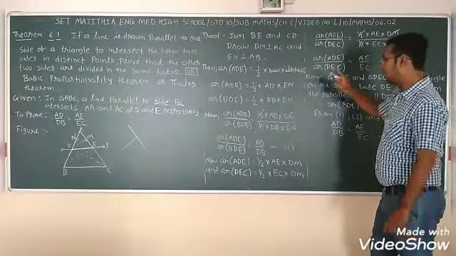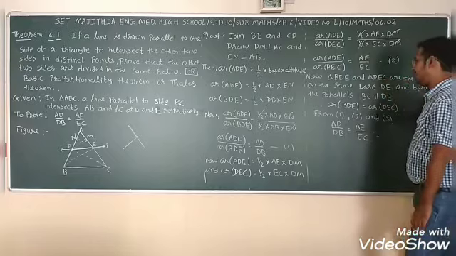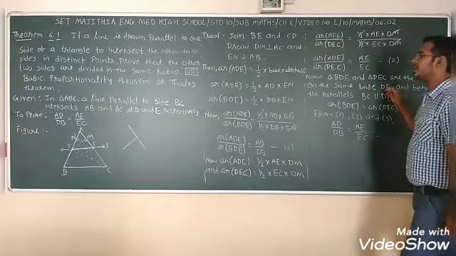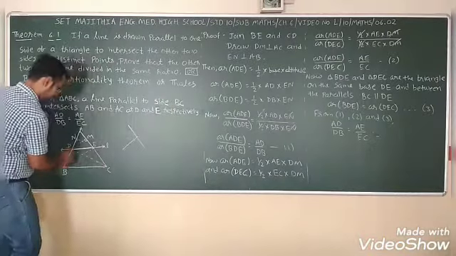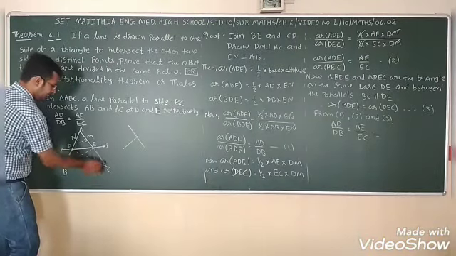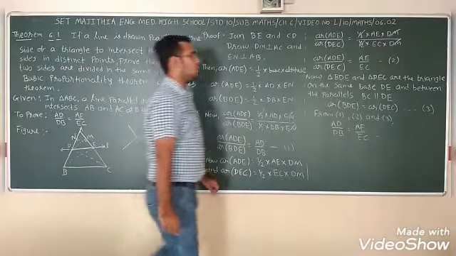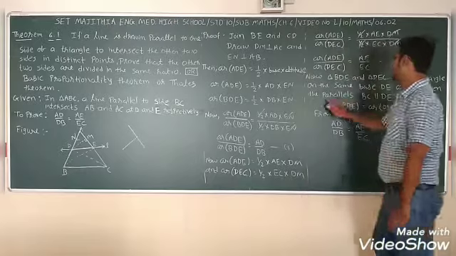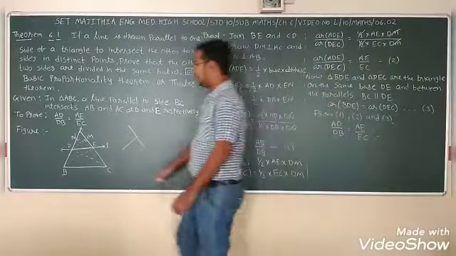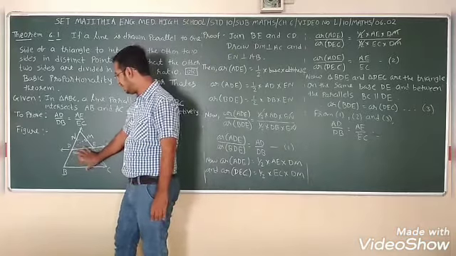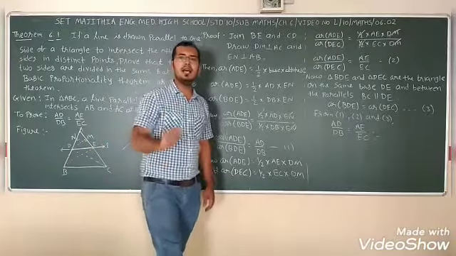Now here both the triangles, triangle BDE and triangle BEC, are triangles on the same base BE. If you take triangle BDE or BEC, the base is common, BE. And they lie between the parallels, DE parallel to BC. Both triangles lie between these two lines, which means the areas of both triangles are the same.